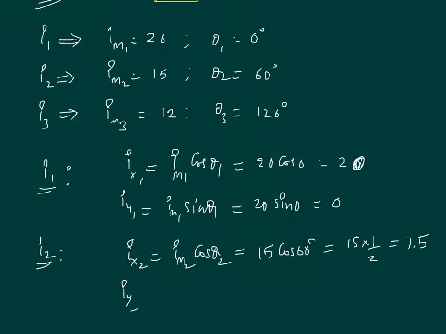And Iy2 equal to Im2 sin theta 2, that equal to 15 sin 60, 15 into root 3 by 2, that equal to 0.866 into 15.